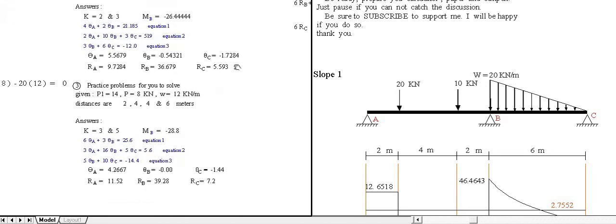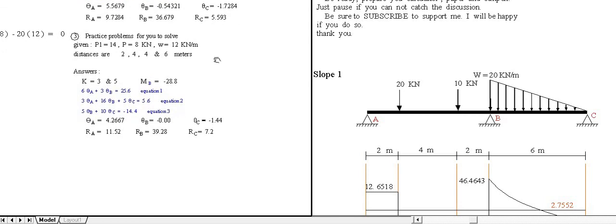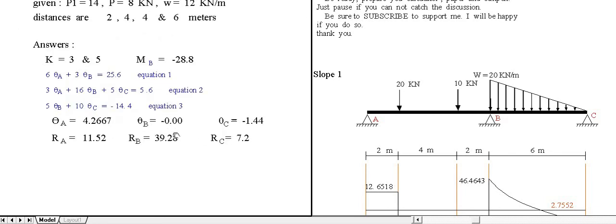Second challenge problem for you. Then we have also the third. Okay, just follow this change of values of P and W, then distances. Then we have the corresponding stiffness factor and moment at B. Then the equations also shown here, equation 1, equation 2, equation 3. Then the corresponding solution to theta A, theta B, theta C. Then RA, RB, RC.